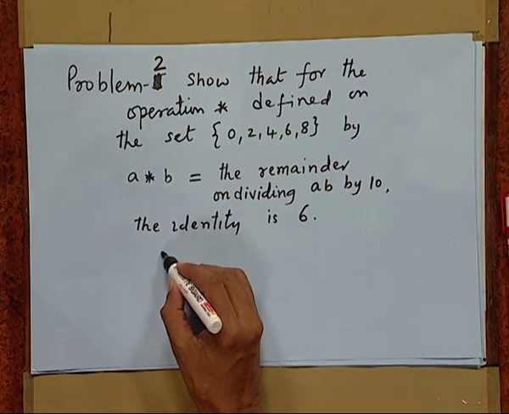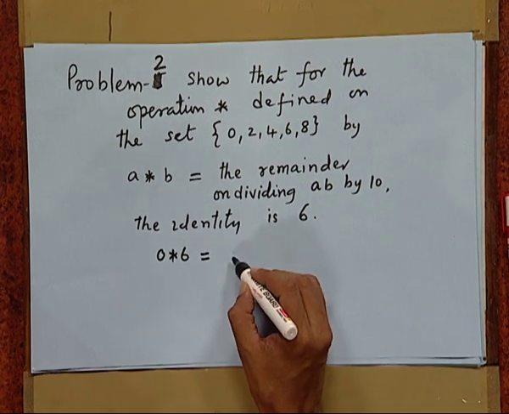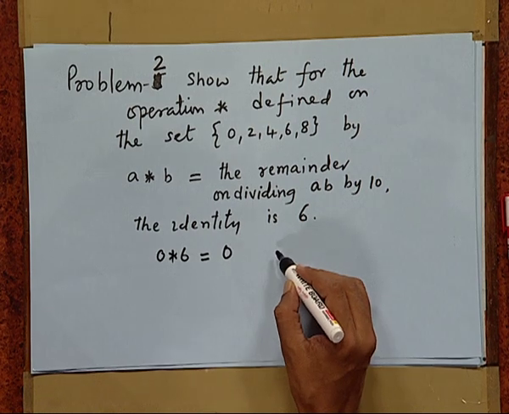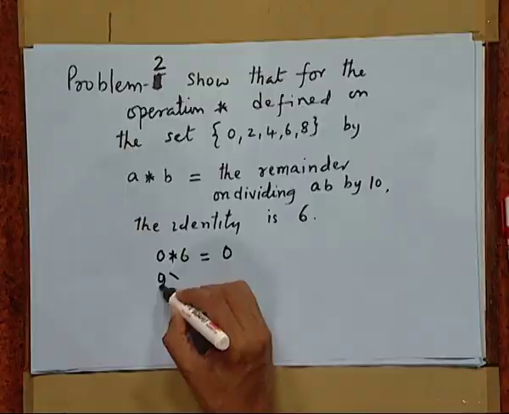Let us solve this problem. We have 0 star 6 equal to remainder, it is 0, because 0 star 6 is 0, we divide it by 10, the remainder is 0. Let us take 2 star 6.